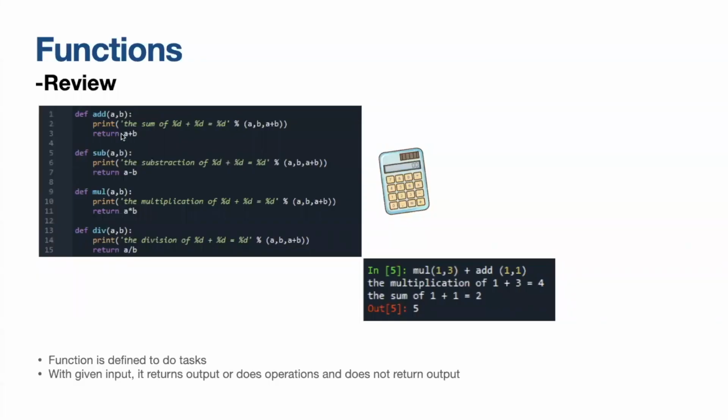So a function is defined to do tasks. With given input, we are going to write some kinds of code, like to print something out, do some operations, and then it will return the output, or it may not return some kind of output.